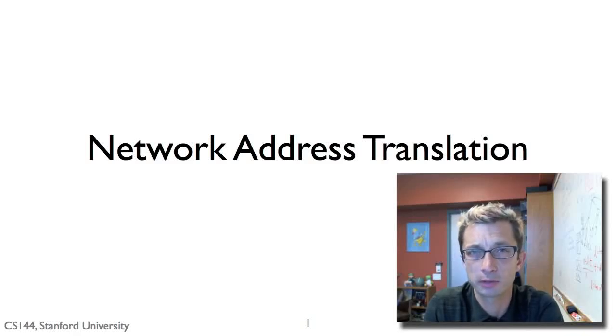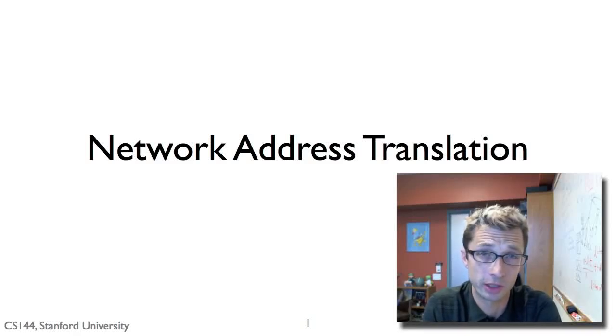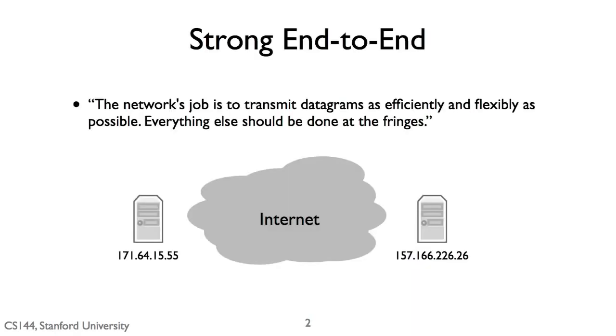So in this video, we talk about the basics of network address translation and how a network address translator, or NAT, works. So if we go back to the end-to-end principle, there's this idea, the strong end-to-end argument, that the network's job is to transmit datagrams as efficiently and flexibly as possible. Everything else should be done at the fringes.